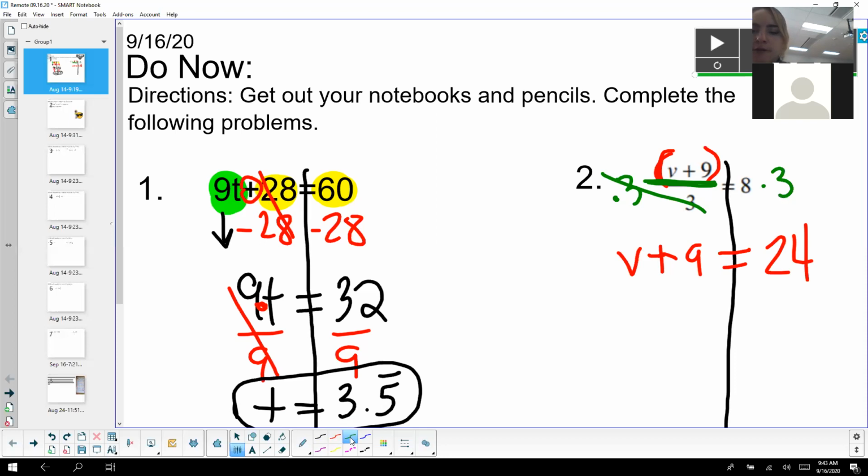Next, again, I want to get v all by itself. Right now I've got v plus 9, so I can do the opposite of addition, which is subtraction, and I can subtract 9 from both sides. So v is going to equal 24 minus 9, which is going to give me 15.